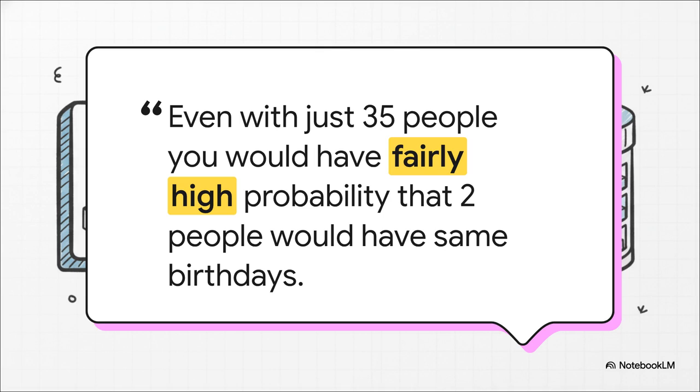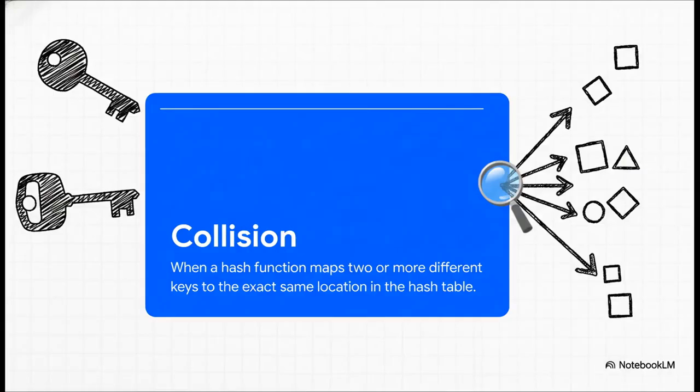The same idea applies here. These overlaps, they happen surprisingly quickly. In the world of hashing, we've got a name for this. It's called a collision. It's what happens when our function maps two different keys to the exact same spot.